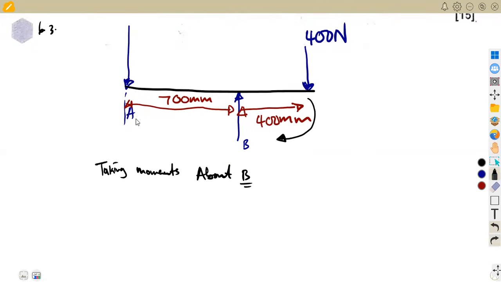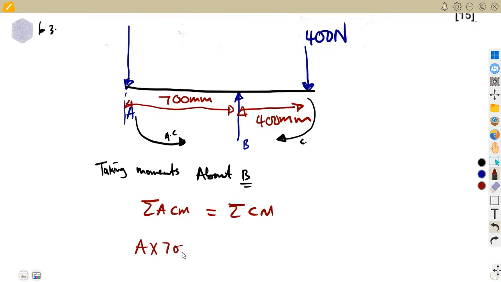And if we are to consider A as it is moving to B, it is moving this way, which is anti-clockwise in this case. So we've got a clockwise and we've got an anti-clockwise. So we understand that the sum of anti-clockwise moments should be equal to the sum of clockwise moments. So which part is going anti-clockwise? A, and we have the distance between A and B. So we are going to have A times the distance, force times distance. The distance there is 700, which is equal to the clockwise moments.